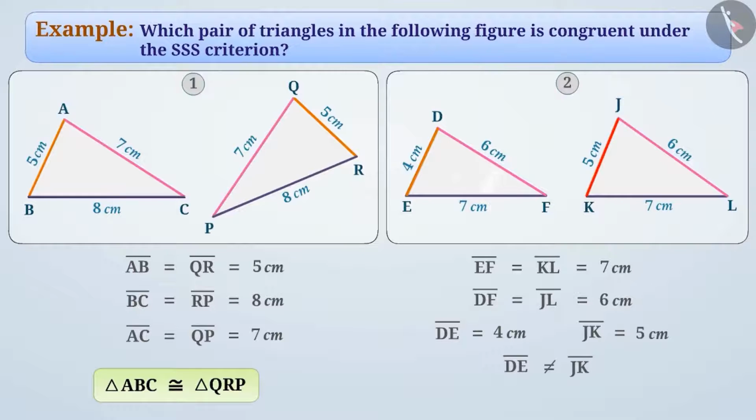Since here, one side of triangle DEF is not equal to the corresponding side of triangle JKL, hence, triangle DEF is not congruent to triangle JKL. Therefore, only the first pair of triangles, that is, triangle ABC and triangle QRP, are congruent under SSS criterion.